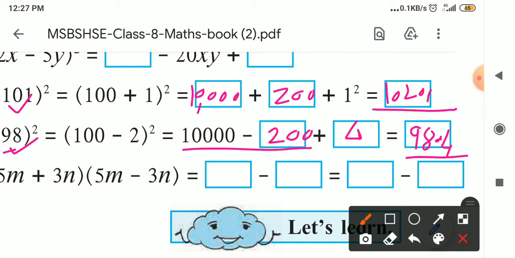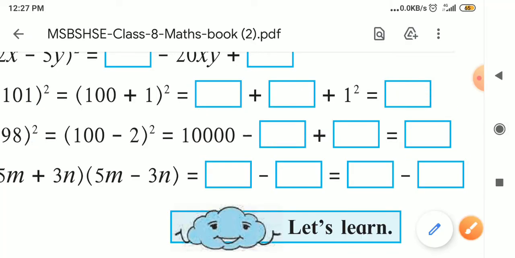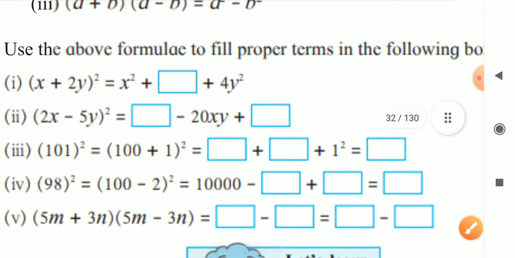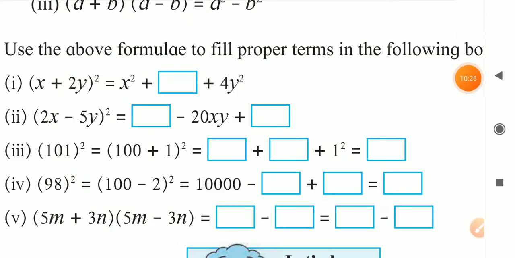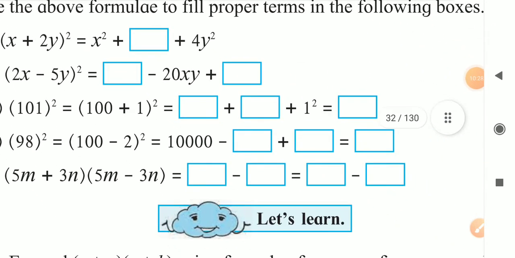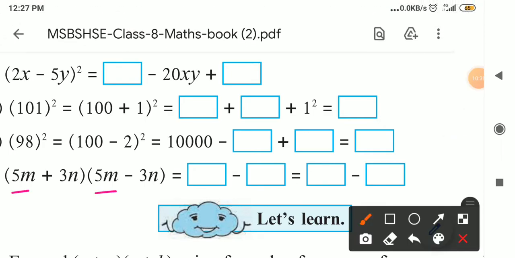Okay, after this example let us move towards the next example. Note down this first of all, then I will show you the next question. The next question is, if you see here the same terms are there, 5m, 5m, 3n, 3n, but the difference is here in the sign, plus and minus, plus and minus.